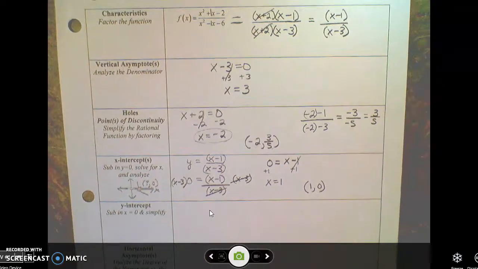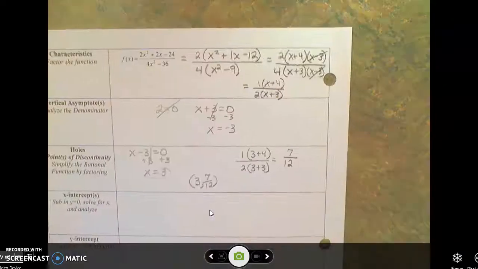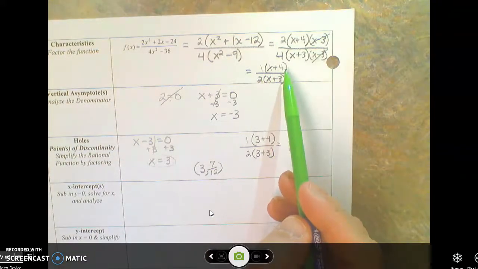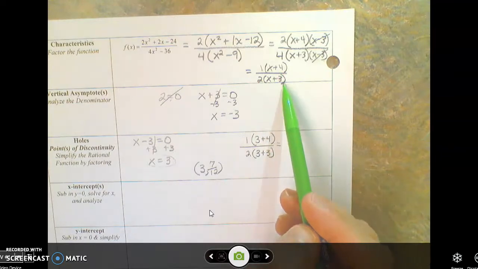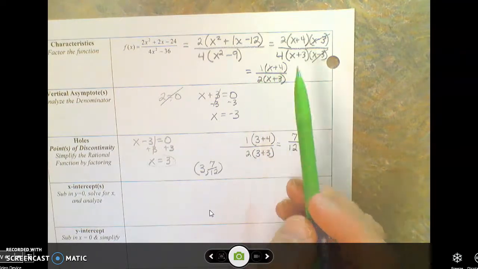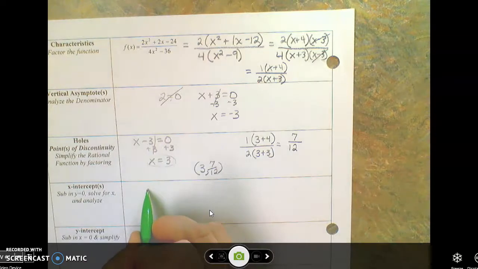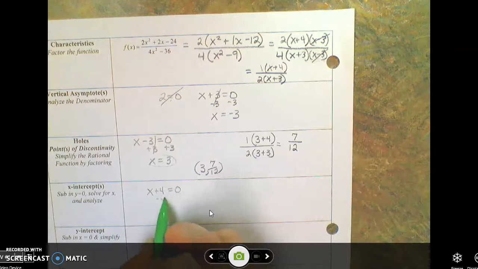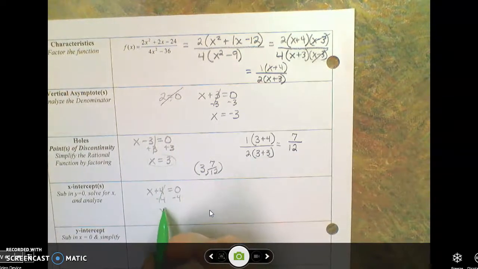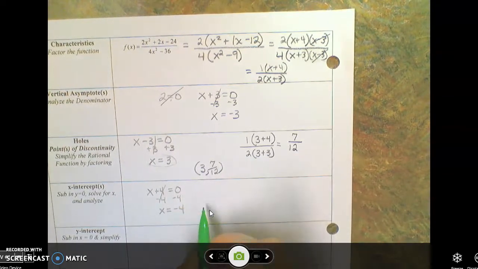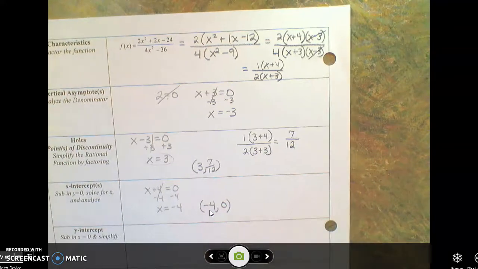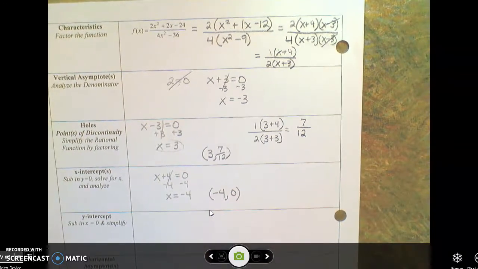Okay, let's show it on the second example. And what we are going to look at is really just the numerator, because we know the denominator will cancel out. So we're going to take our numerator, which is x plus 4, set it equal to 0. And we get x equals negative 4. So we should have an x-intercept at (negative 4, 0). And that is how you find x-intercepts.